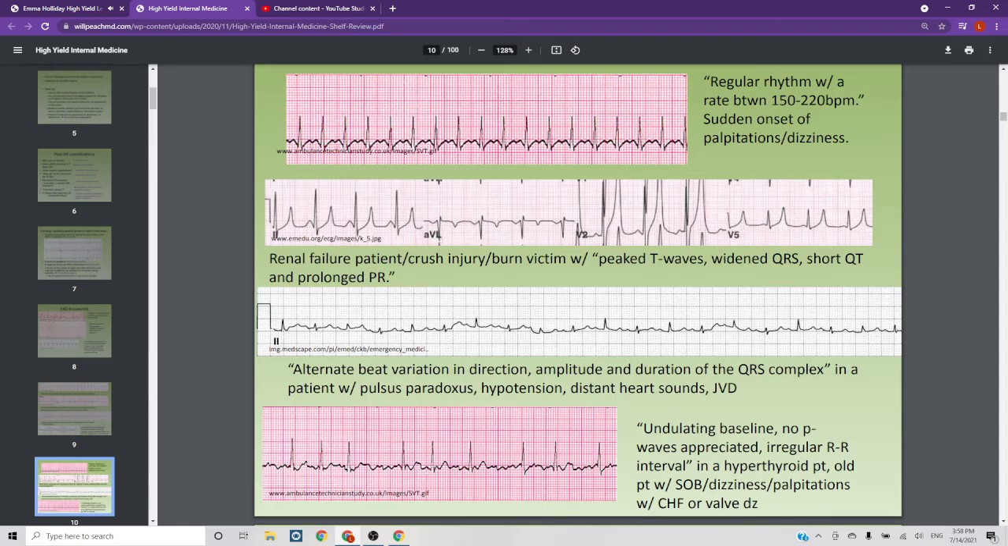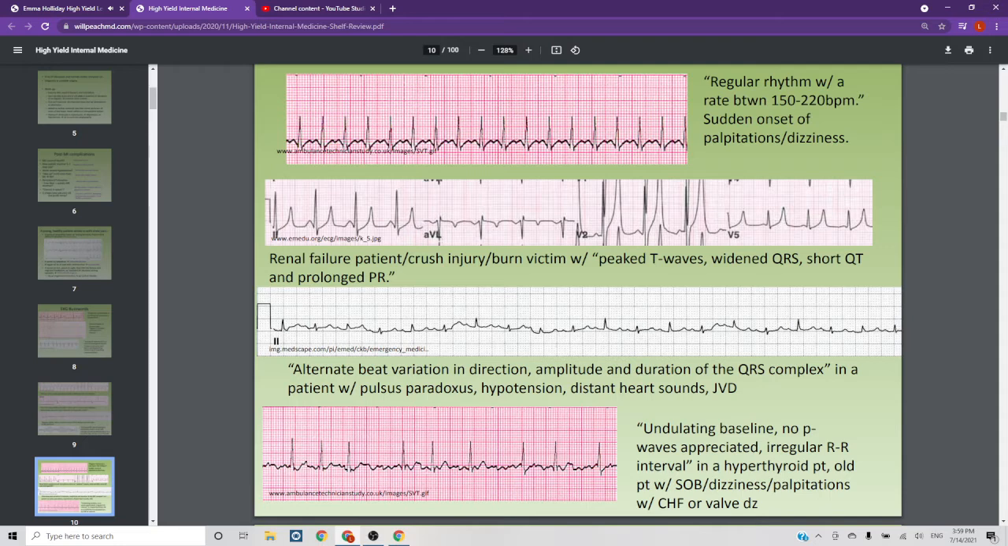That's a T wave. That's peaked. That's a peaked T wave. So what does that make us think of? Hyperkalemia. Good. The medicine folks love hyperkalemia, don't they? So in the clinical vignette, they might tell you this is a renal patient who missed a bunch of dialysis appointments. Could be crush injury because the potassium is released from the damaged cells, burn victim, and so on.